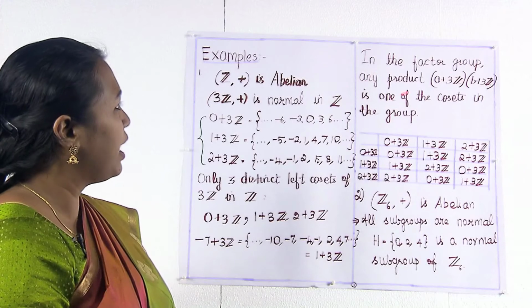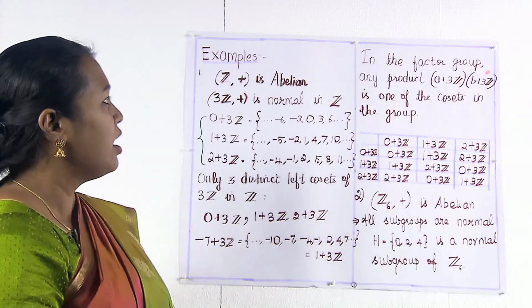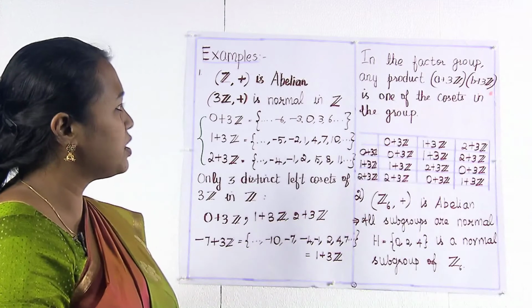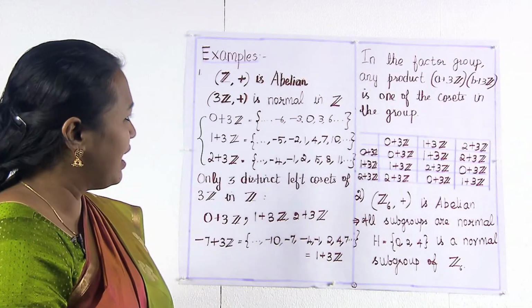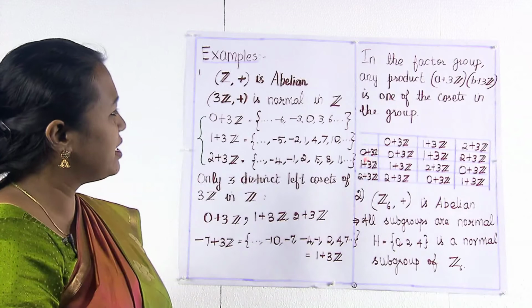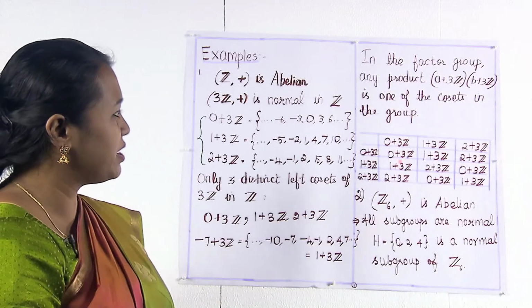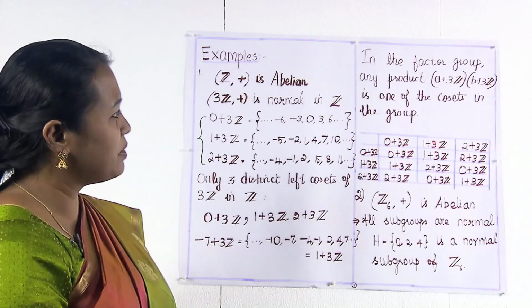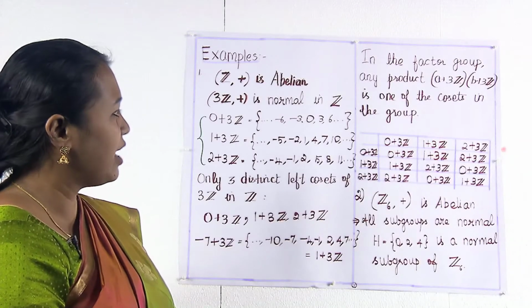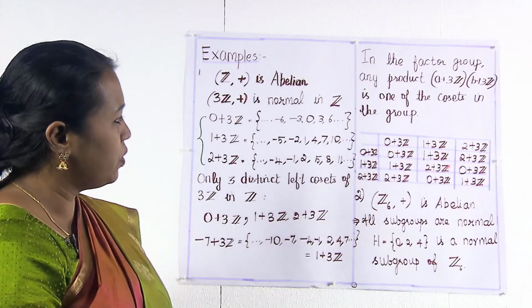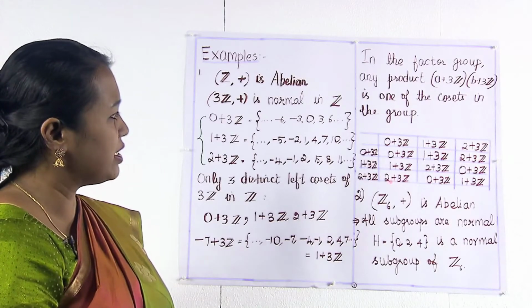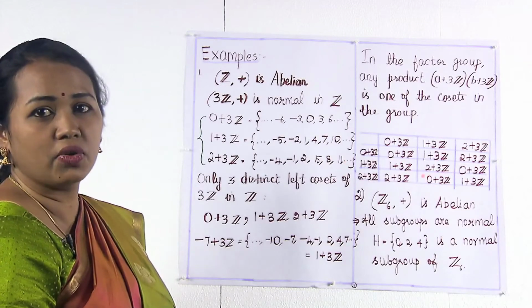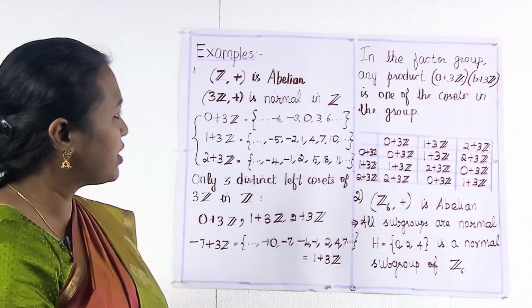In the factor group, any product (a + 3Z)(b + 3Z) is one of the cosets in the group. So, we can see a table here. I have done the product of all the cosets that are possible. We can clearly see in this table that 0 + 3Z times 0 + 3Z is 0 + 3Z, 0 + 3Z times 1 + 3Z is 1 + 3Z, and so on. Whatever product we do, we get only 0, 1, 2, 0, 1, 2, etc. So, there are only 3 distinct cosets under the product of the factor group.